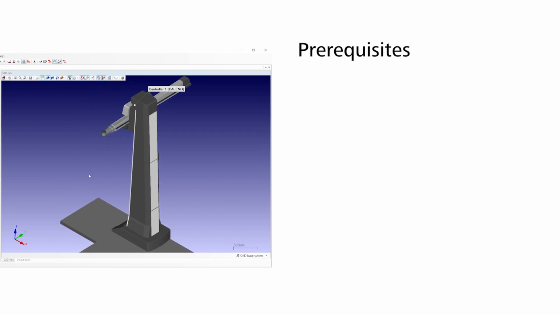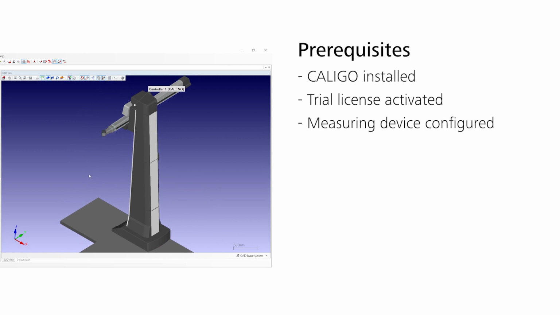Before getting started, you will want to be sure that you have installed CALIGO on your computer, activated your trial license, and have configured your measuring device.